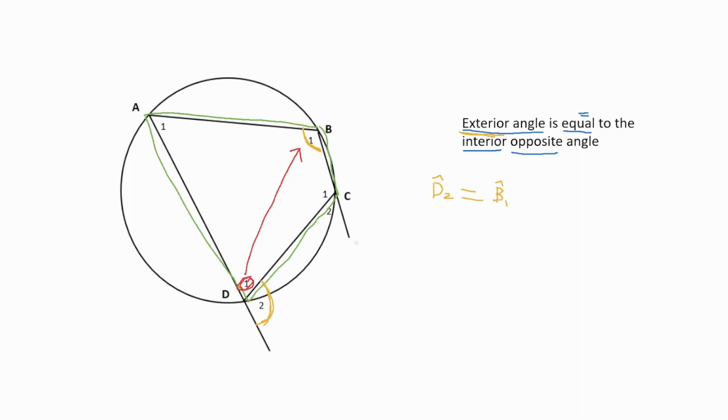Let's try another one. If we look over here with C2, C2 is our exterior angle over here. So what is the angle that's opposite to this? We go over to C1 like this, and we look what is opposite to C1. And you'll see that A1 is opposite to C1. So that means that angle C2 is equal to angle A1.